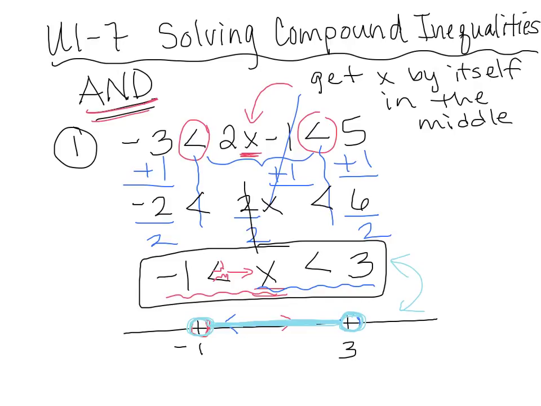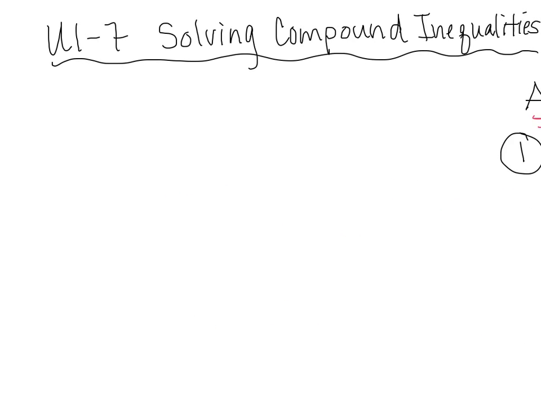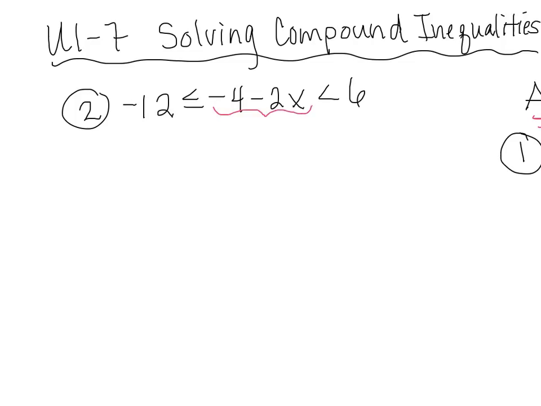Let's look at another example. I'll move this one over to the side. Example 2, this will be another AND inequality. -12 is less than or equal to -4 minus 2x is less than 6. Okay, so again, our goal is to get x by itself in this middle section here, in between these two inequality symbols.